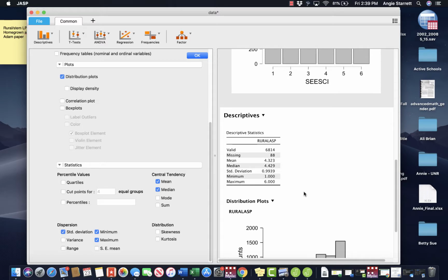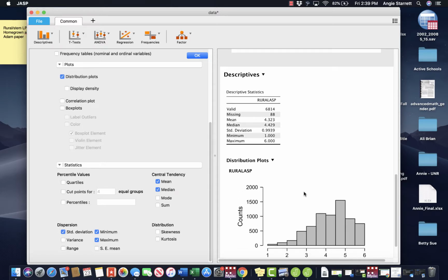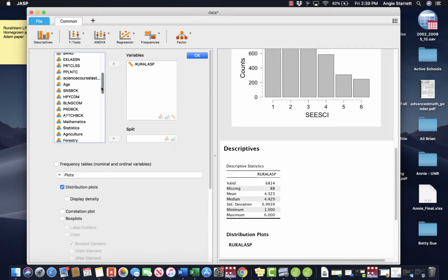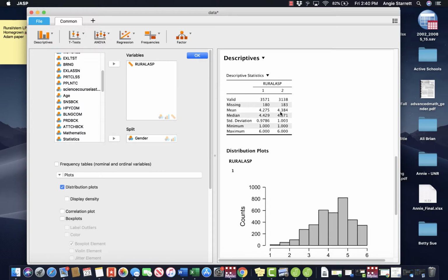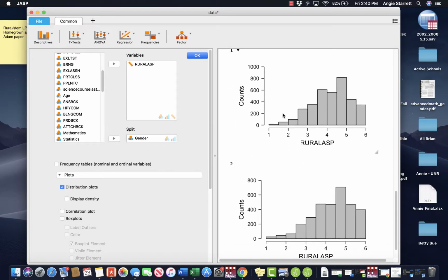All right, but maybe we want to say, well, maybe that's more boys than girls, or maybe that's more girls than boys, right? Do boys and girls value rural aspirations equally? All right, well, that's a great question. So why don't we go back in here and pick our gender and add that to our split. And so now we're looking at rural aspiration by gender. And again, we can consult our code book, but I'll tell you 1 is female and 2 is male. All right, and so we see here that males have a slightly higher mean and median, but males also have slightly more variation or spread in the data. All right, and so here is our females, and then here is our males. But it's actually surprisingly similar. We don't see a huge difference in how kids are valuing rural life aspirations across gender.